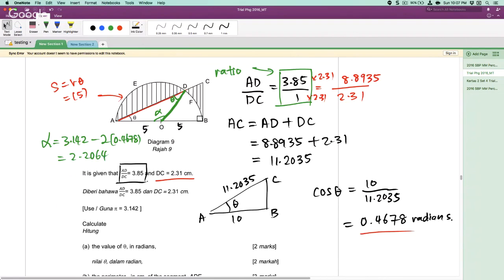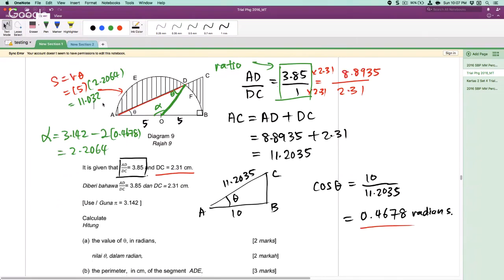So after you got this angle already, you can find the arc length easily. s equals r theta. Then you just multiply the theta, then you just multiply with 5. You get the arc length basically equals 11.032.